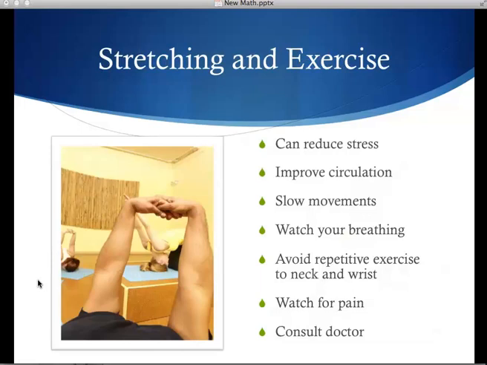You should remember to perform exercises and stretching slowly. Be careful about watching your breathing during exercises. Avoid repetitive exercises to the neck and wrist. Consult your doctor for the proper exercises that you can do, so the doctor can also know your pre-existing conditions before you exercise.